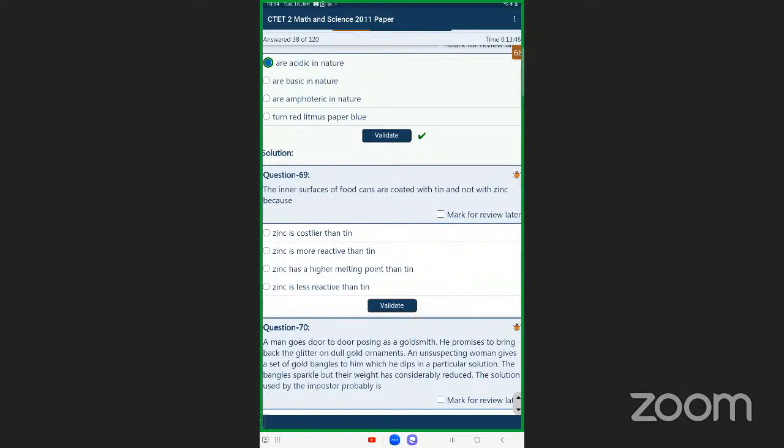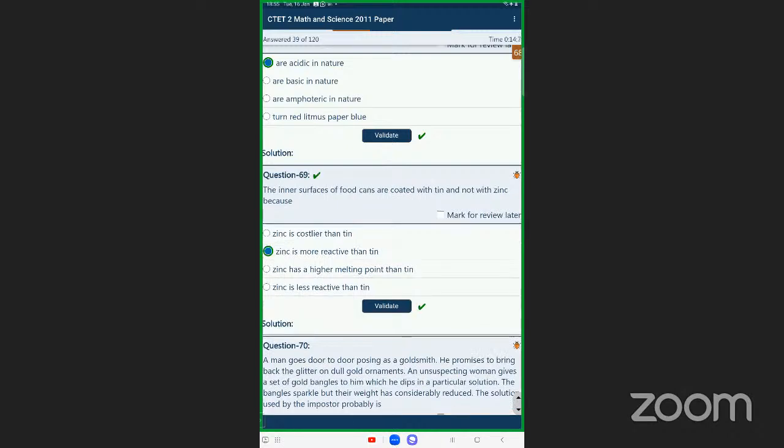The inner surface of food cans is coated with tin and not with zinc, because what can be the reason, student? Because zinc is more reactive than tin.